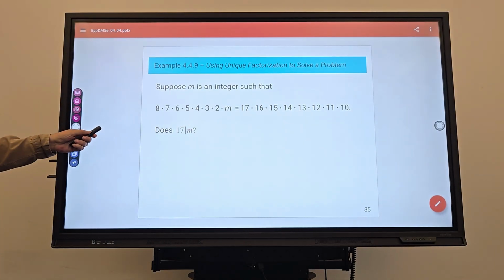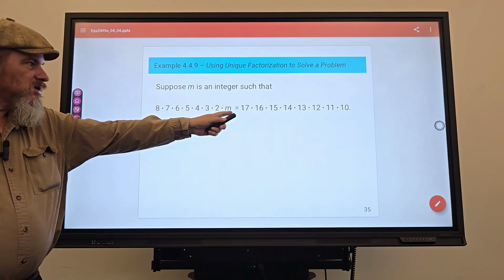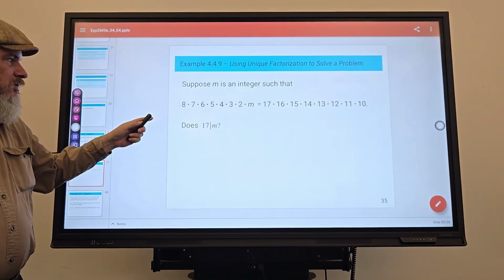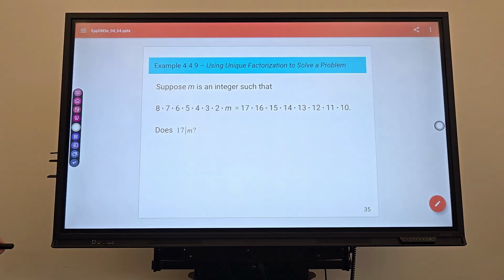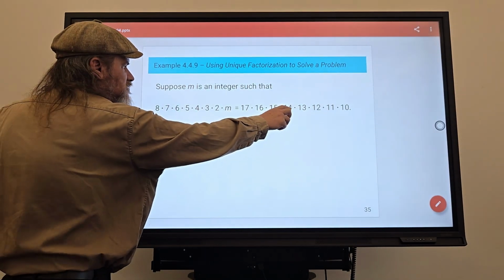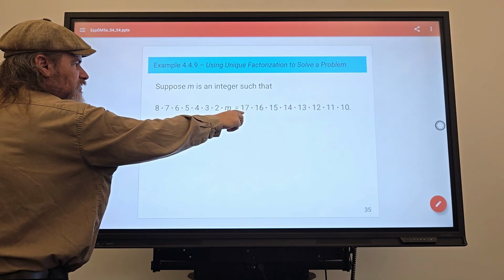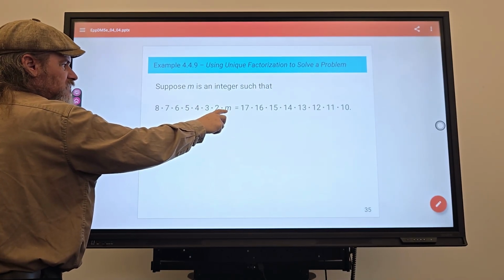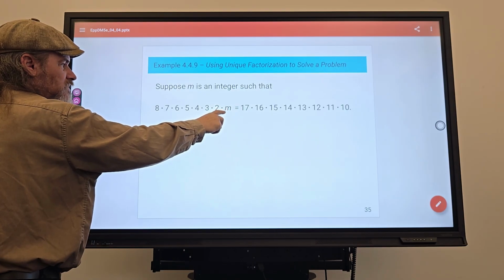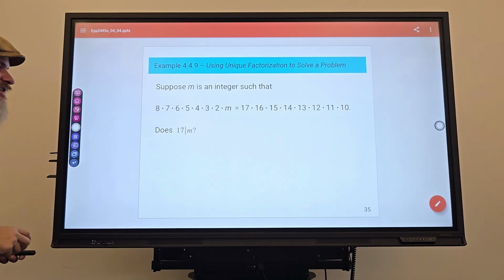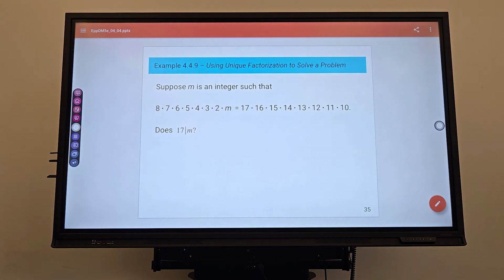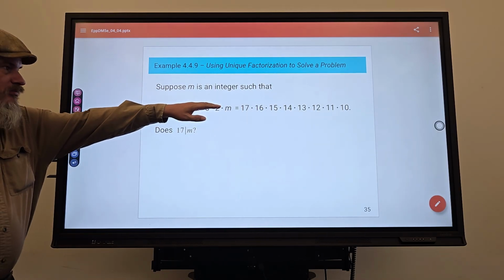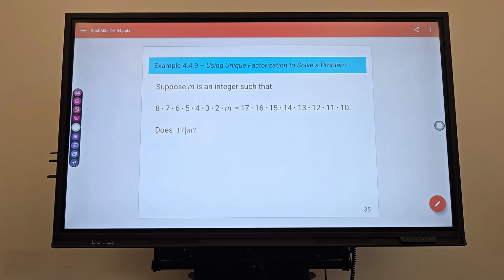So it doesn't matter what all these numbers are. It doesn't matter what all these numbers are. 17 is a prime factor of this number, of which m is a part. So 17 must divide m because it is a prime factor of the overall number on both sides. Make sense?